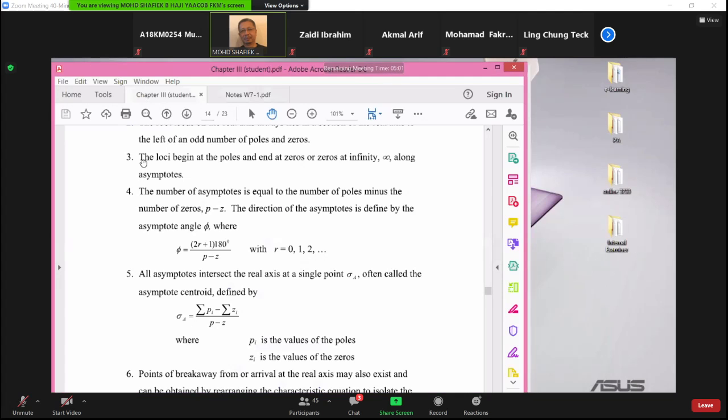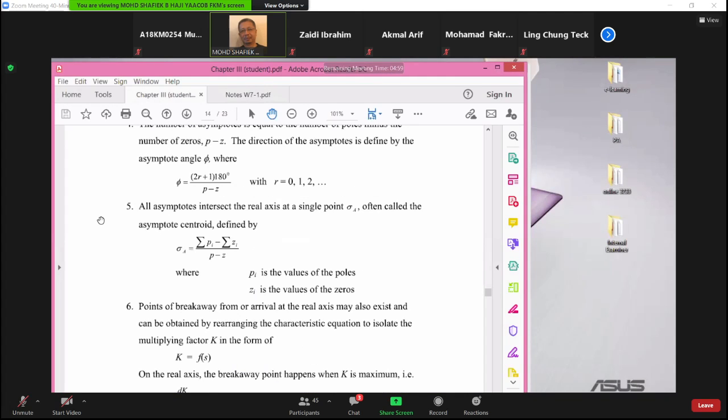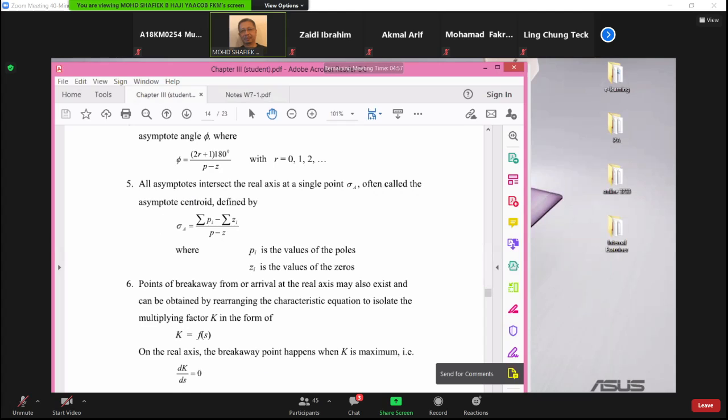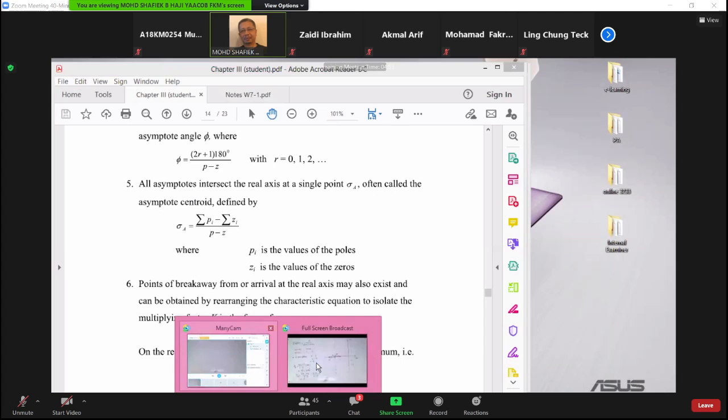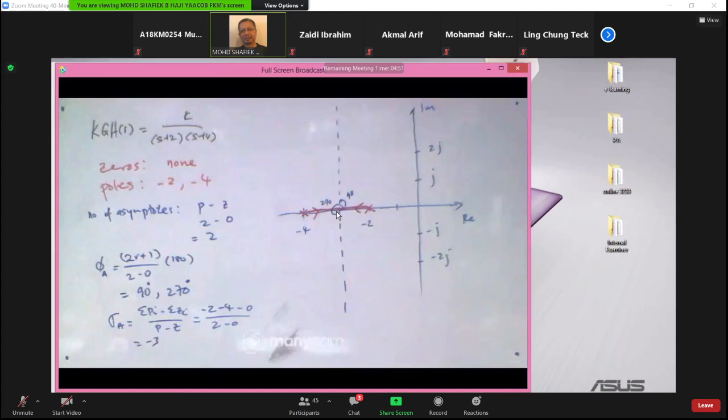1, 2, 3, 4, 5. And then at what point will our locus break away? That is going to approach the asymptote line. So we need to compute the point where the locus is going to branch out from the real axis.